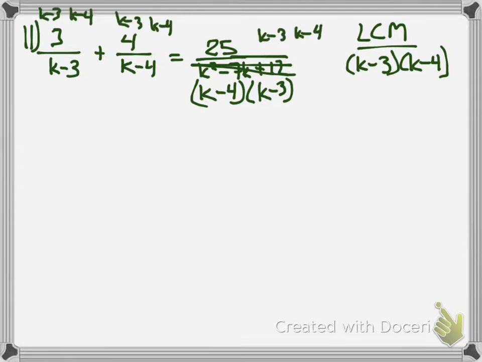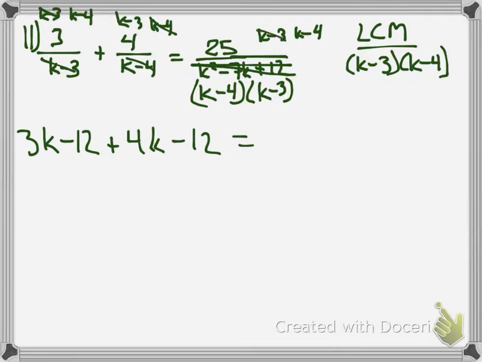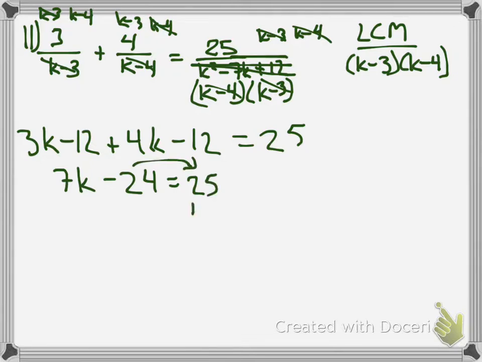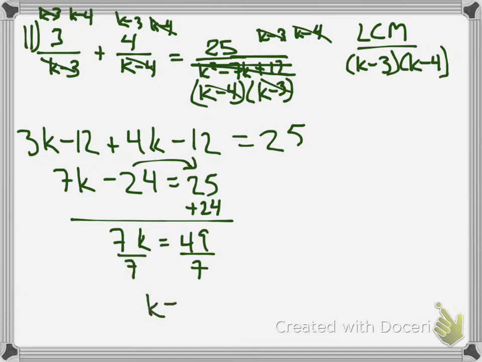So in this one, the k minus 3's would cross out on the first fraction, and I would be left with 3 times k minus 4, which is 3k minus 12. On the second one, the k minus 4's would cross out, leaving me 4 times k minus 3, which would be 4k minus 12. And on the final one, the k minus 3 and the k minus 4 cross out, leaving me just 25. Combine your like terms, you've got 7k minus 24 equals 25. And then I can say move the 24 to the other side. I would get 7k equals 49. And then I can divide by 7 to get k equals 7.